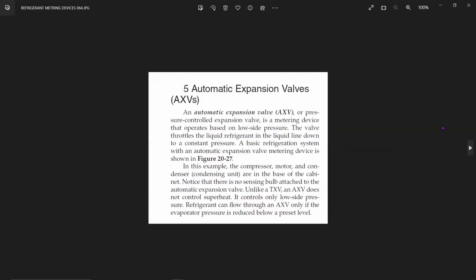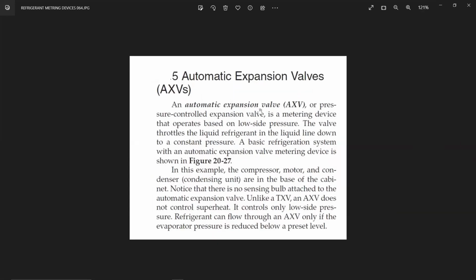But I just wanted to talk about now what is more important: automatic expansion valves. What are these? We understand them. Because they ask what is automatic expansion valve, thermostatic expansion valve and electronic expansion valve, and what is the difference between all three. So automatic expansion valve or AXV or pressure controlled expansion valve is a metering device that operates based on low side pressure.